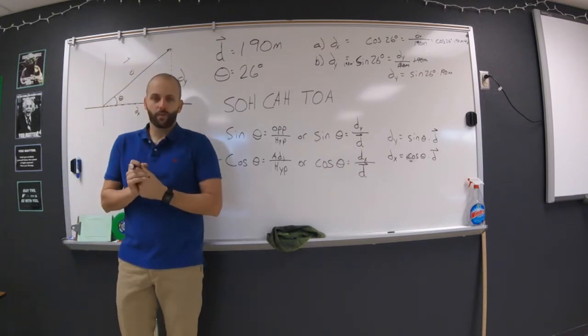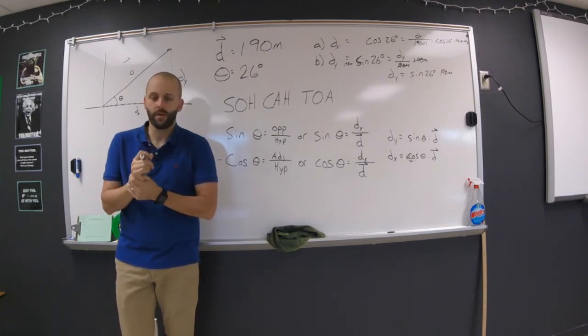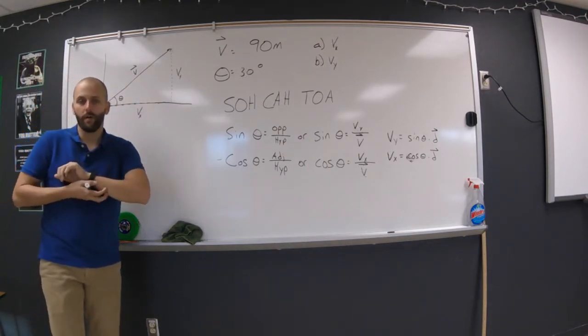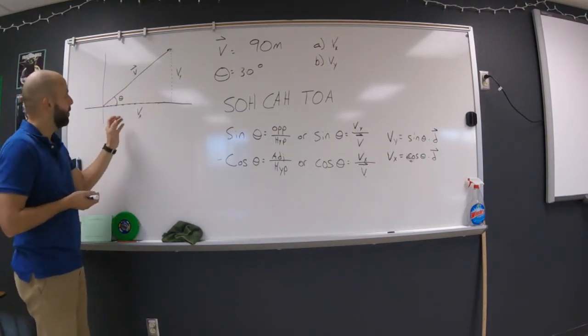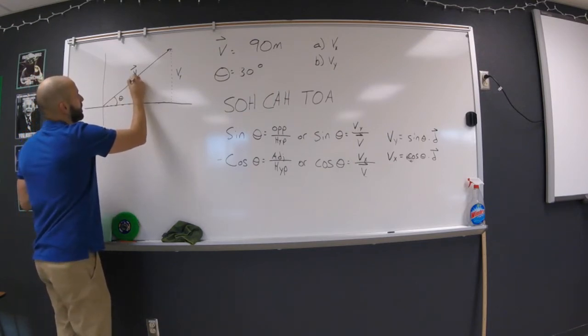Hopefully that makes sense. We're going to be doing practice problems in class, so hopefully you took notes over this, and let's get started. We are looking for the horizontal and vertical components of the V vector. We are given this vector.